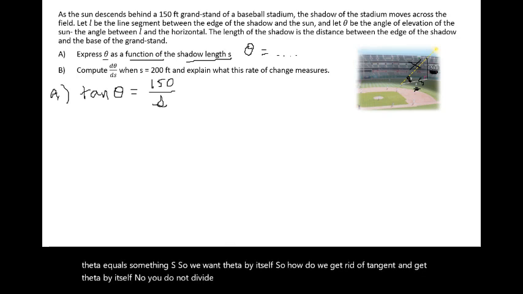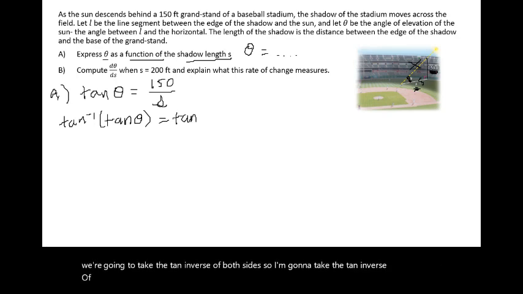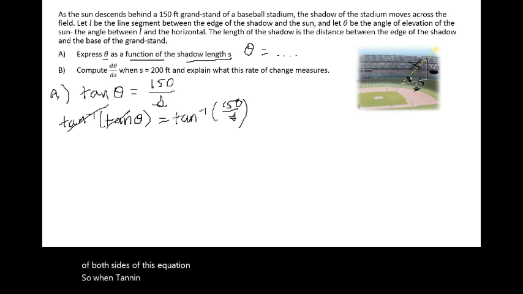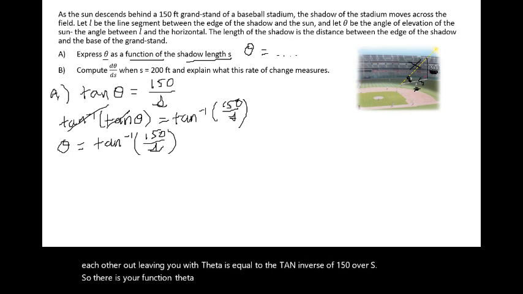To get rid of tangent and get theta by itself, we are going to take the tan inverse of both sides. So I'm going to take the tan inverse of both sides of this equation. When tan and tan inverse are performed together, they cancel each other out, leaving you with theta is equal to the tan inverse of 150 over s. So there is your function theta expressed in terms of the shadow length s.